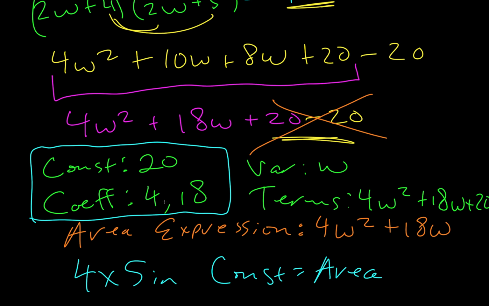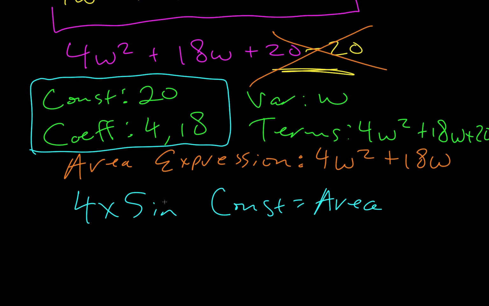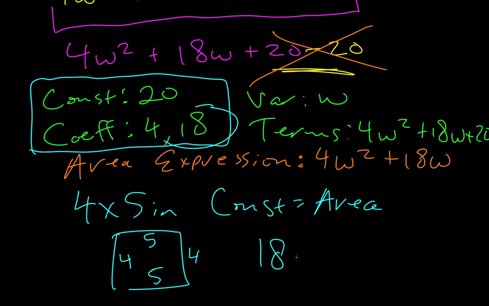And then for the coefficients, if we were to draw just the picture, so this is 4, 5, 4, 5. If we add those up, we get 18. So we see that this 18 is the perimeter. And then the 4, we can just say it's one of the dimensions.